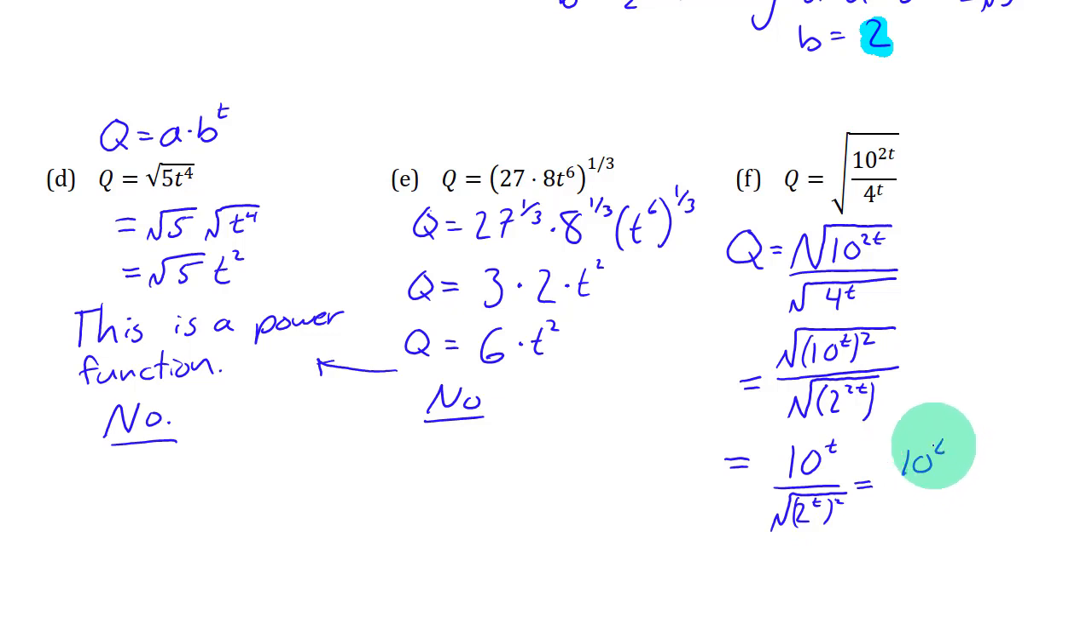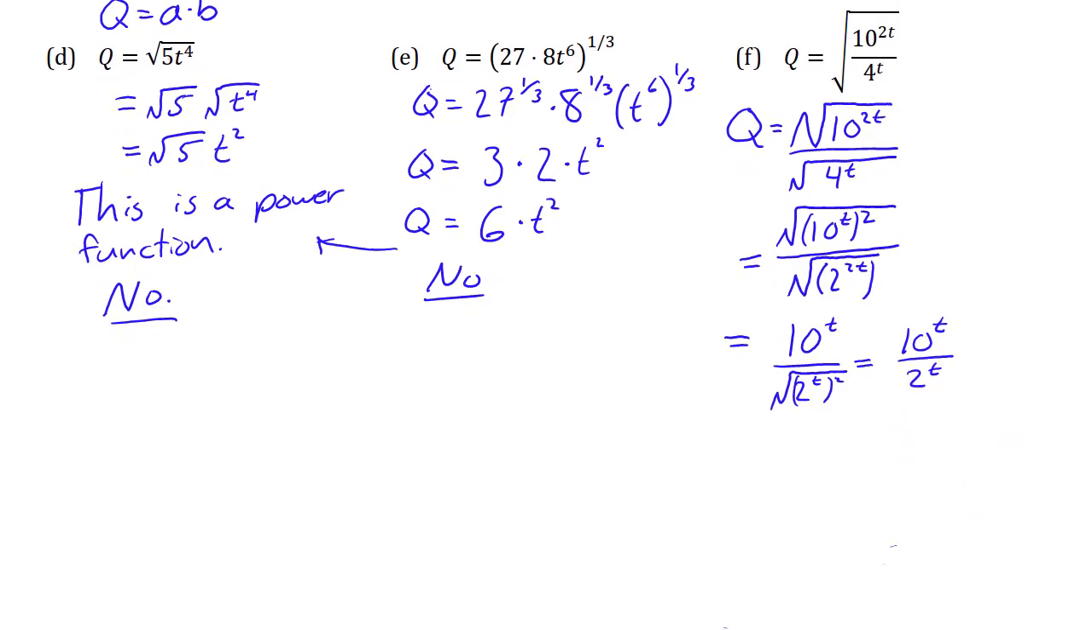So we end up with 10 to the power t in the top divided by 2 to the power t in the bottom. And if these are both to the power t, we can write it as 10 over 2 to the power t, which is just 5. And you could also write it with a 1 in front, just so that you can see that the value of a in this exponential function is 1. And the b is 5.